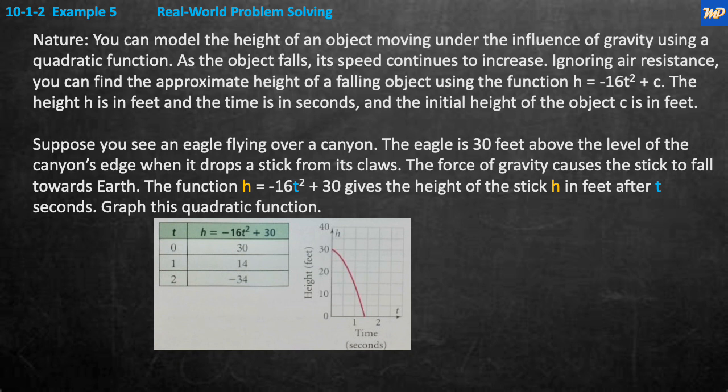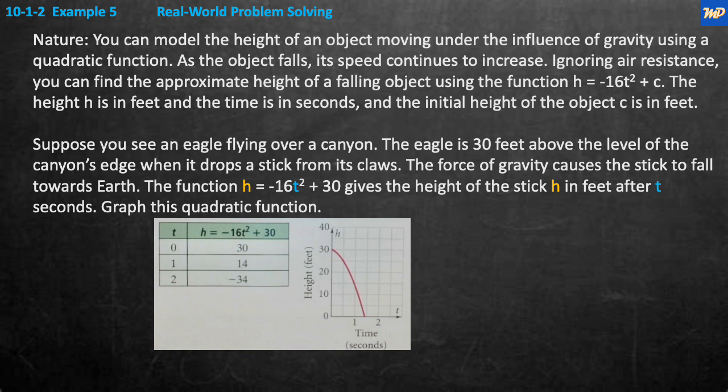Okay, so the height h is in feet and the time is in seconds, and the initial height of the object c is in feet. So this constant, remember how we moved the graph up and down, the vertex? This C here is going to determine how high the ball or rock or whatever's falling, or birds dropping something, how high it is from zero at the moment it starts traveling downward.